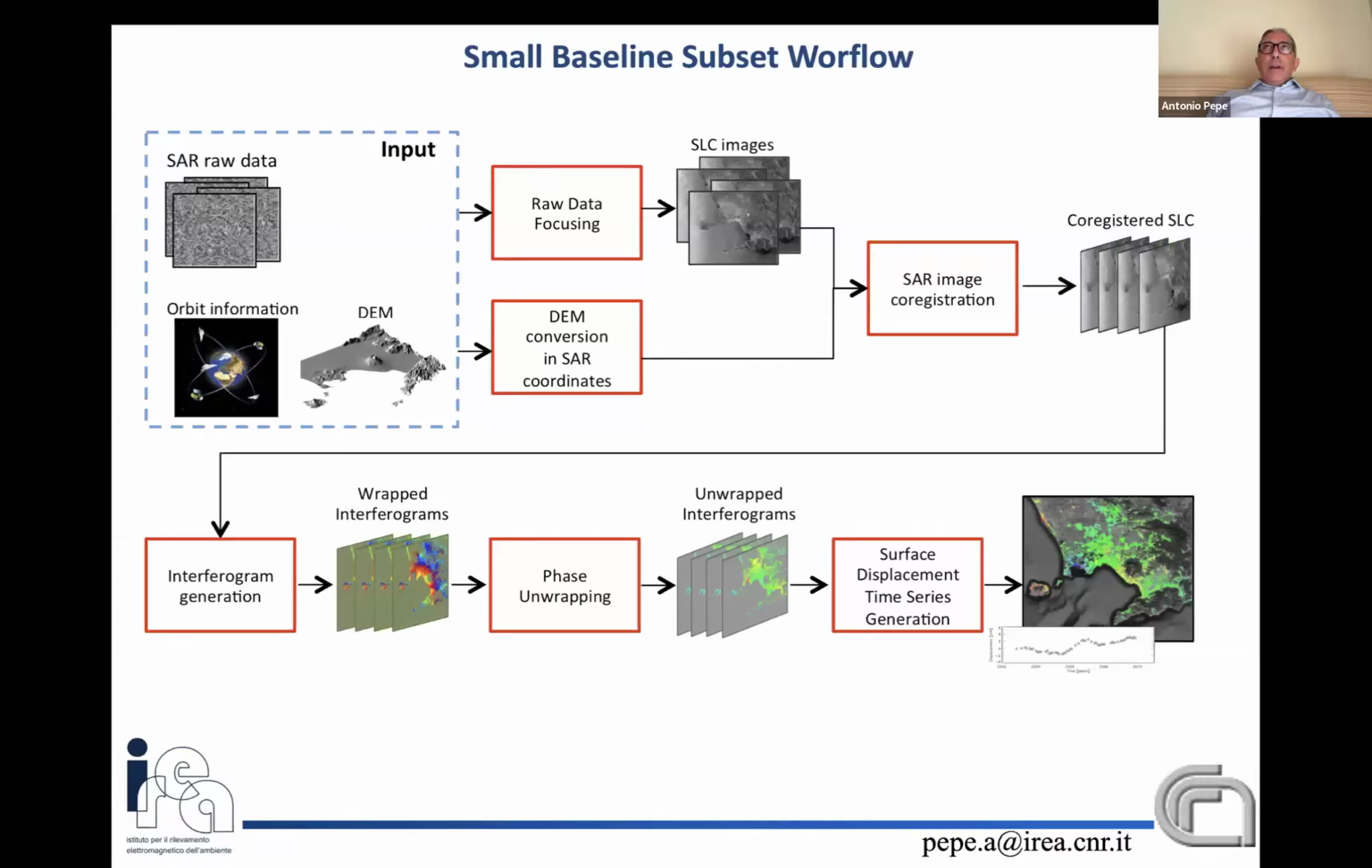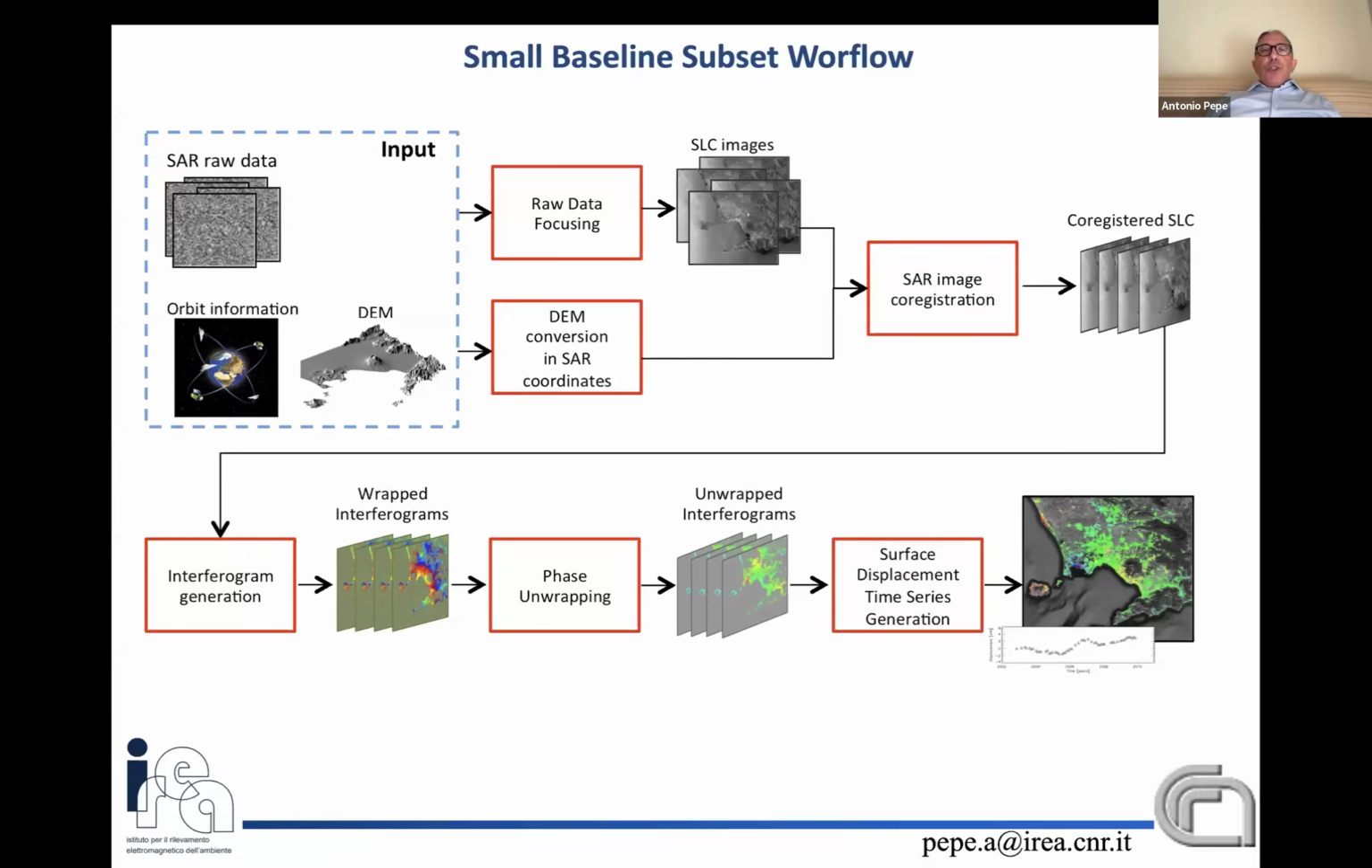I work at IREA CNR in Naples. In IREA, in 2002, the SBAS method was developed. Very shortly, we start from raw data. We focus this data so we have complex SLC images. We co-register these images and we generate interferograms. The interferograms represent the phase difference between a couple of images.